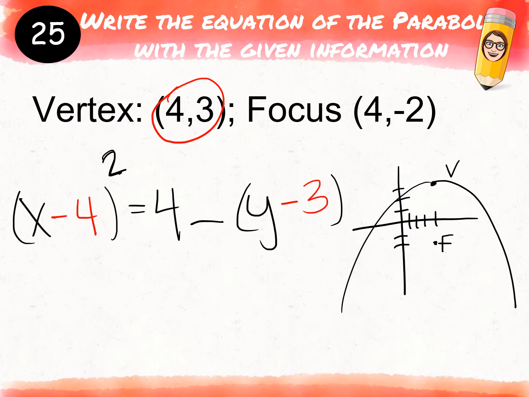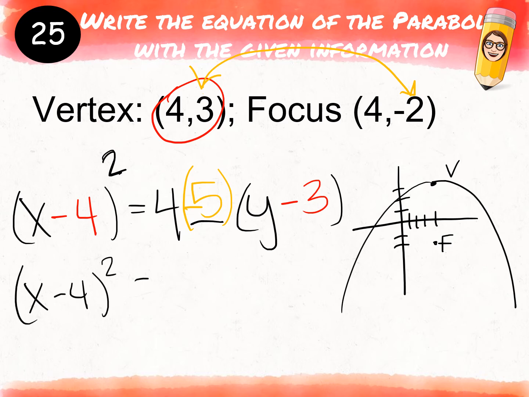The distance from the vertex to the focus is a length of 5. Now I could count that on the graph or acknowledge the distance of the y's. From 3 to -2 is 5. My graph's opening downwards, so it'd be a -5. So let's tidy this up. Quantity x minus 4 squared equals -20 times y minus 3.